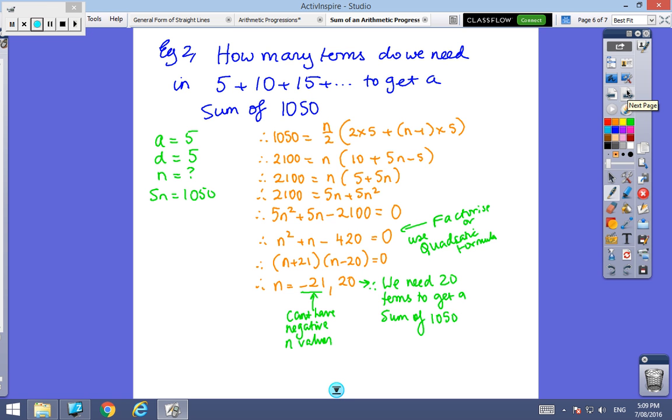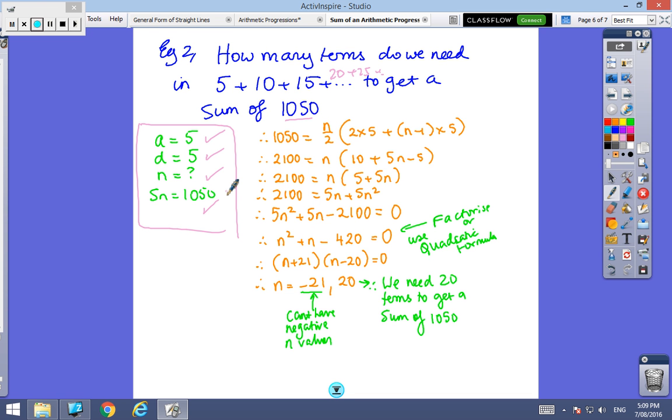Okay, example 2. How many terms do we need, 5 plus 10 plus 15 and so on, to get a sum of 1,050? Now, we're not going to keep adding until we get to 1,050. We're going to use the formula. So we have our little legend on the side. A is 5 from the question, D is 5 from the question. We don't know the value of n, but we know that the sum is 1,050.